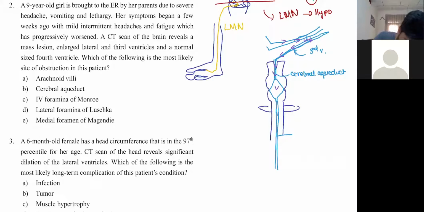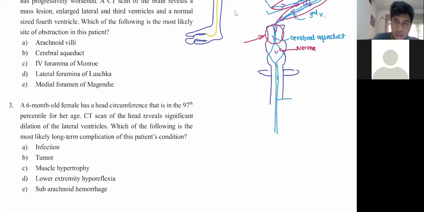Now in this question they say that these have enlarged, and this is normal, so that means the problem is somewhere here. Okay, so this is the cerebral aqueduct. This is pure anatomy. Okay, what are the last two options? So the answer is cerebral aqueduct.